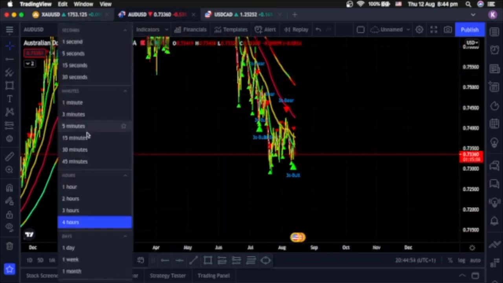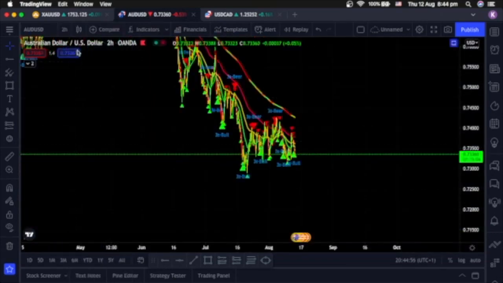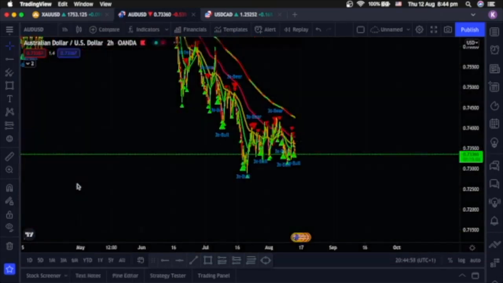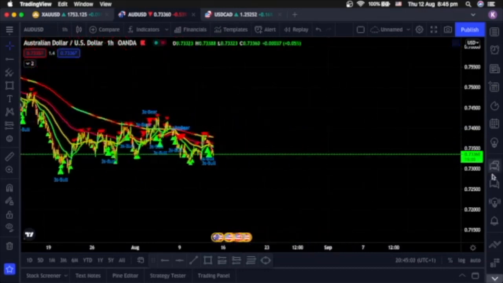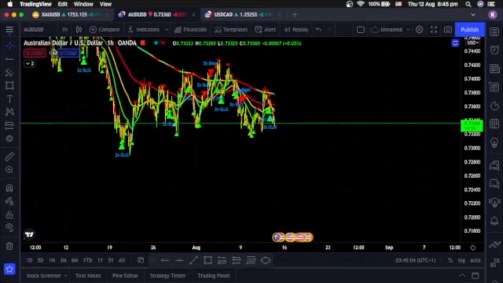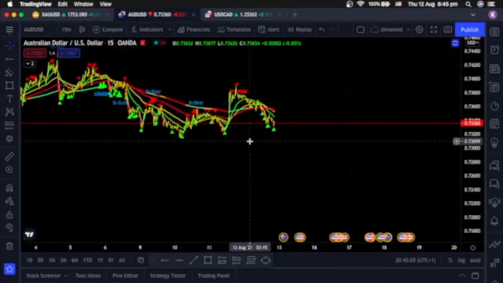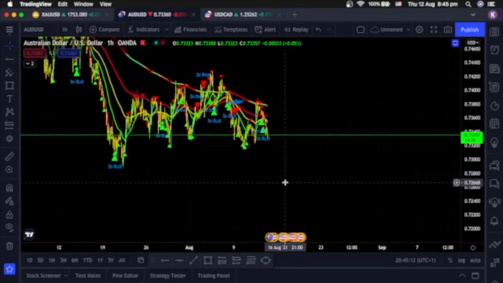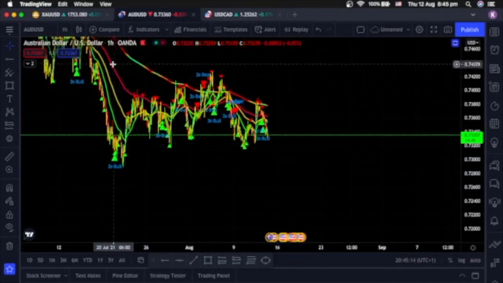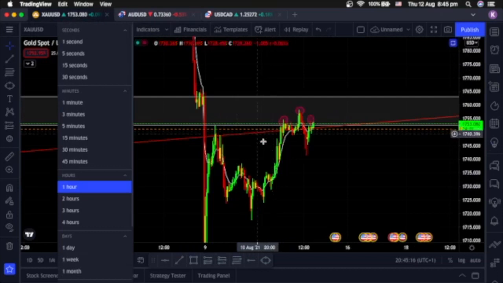But yeah, guys, this is the strategy for today. You can always drop down to the smaller time frames for entry. I usually go for the 15 minutes or the 1 hour for entry. But yeah, this is what's happening with gold.